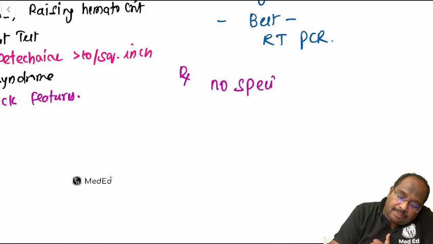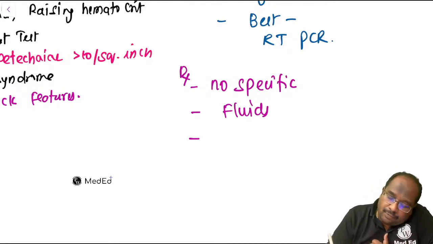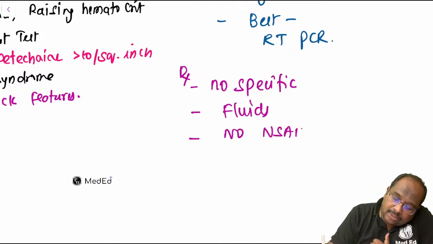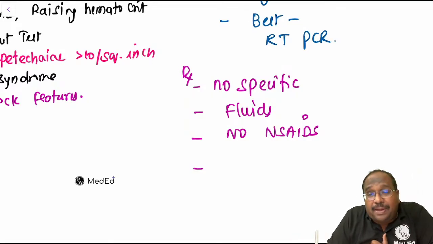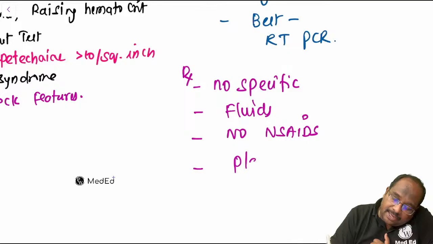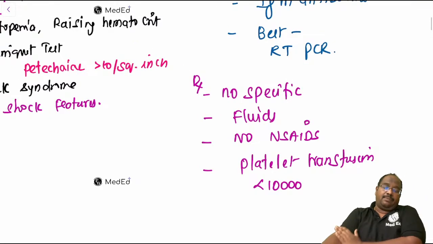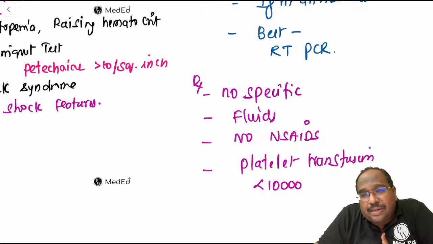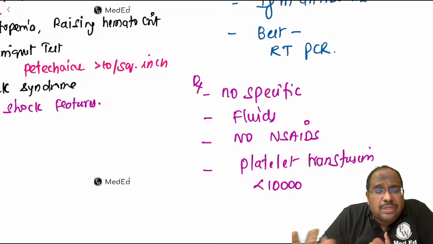No specific treatment. You will give plenty of fluids, and avoid NSAIDs. You may say platelet transfusion, but that is a very late measure. Platelet transfusion is required only when platelet levels are less than 10,000. There is no specific treatment, guys.